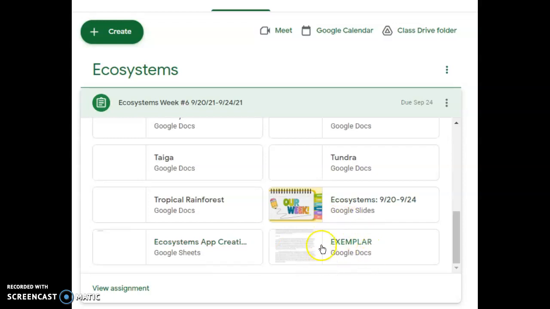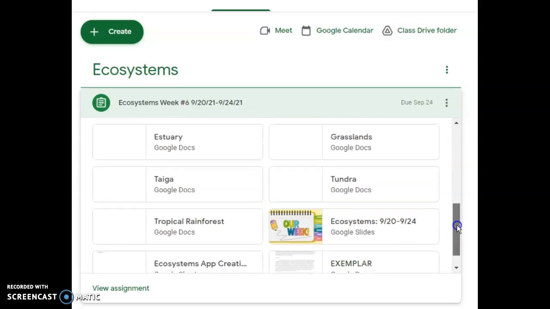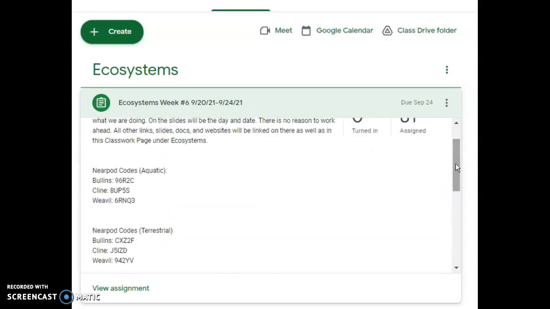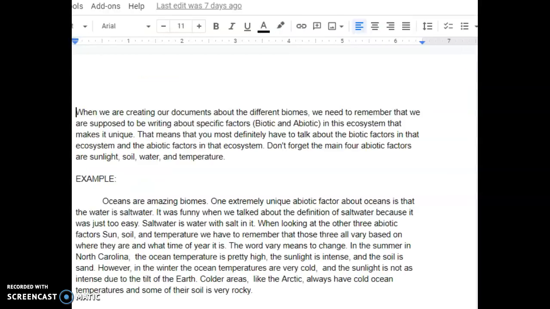And then I have an exemplar. This is an example document you can look at to make sure you are writing at least close enough to enough information on each biome that we have. So we've just studied oceans. We went over that. We reviewed it a little bit today. And here is what, again, when we're creating our documents for the different biomes that we end up linking in our app, we need to write about very specific things, the biotic and abiotic factors in each ecosystem.